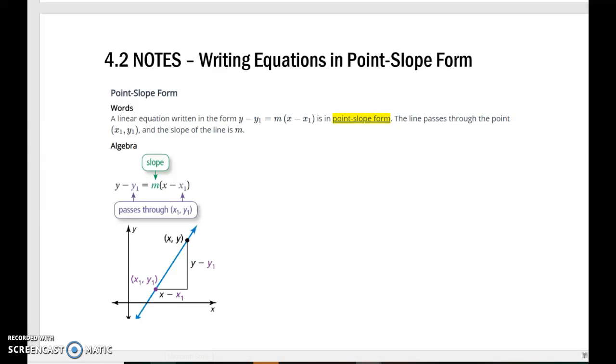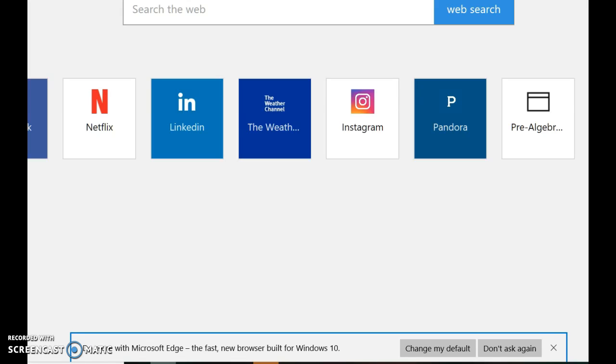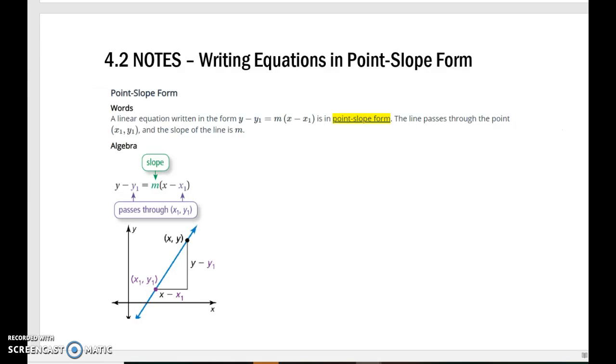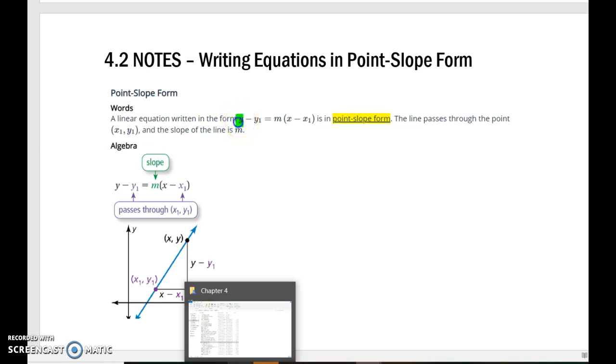Hey, algebra students. So today we're going to do notes for 4.2. This lesson is on writing equations in point slope form. If you notice, point slope form is this equation here: y minus y1 is equal to m times x minus x1. So that's called point slope form.